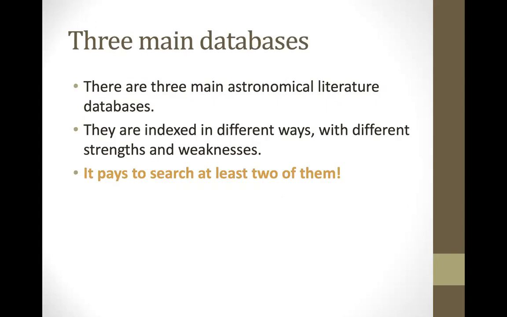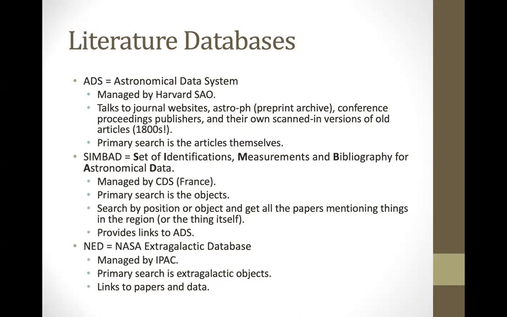There are three main astronomical literature databases, and they're indexed in different ways with different strengths and weaknesses, and it pays to search at least two of them. The three are ADS, Simbad, and NED. ADS is the Astronomical Data System. It's managed by Harvard SAO, Smithsonian Astrophysical Observatory.